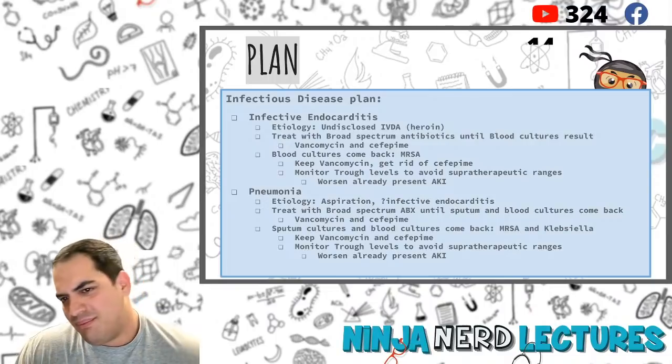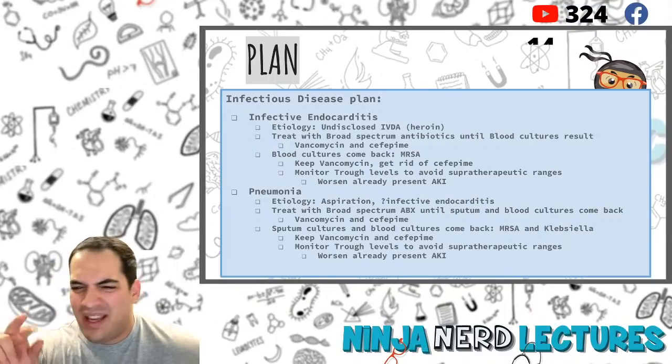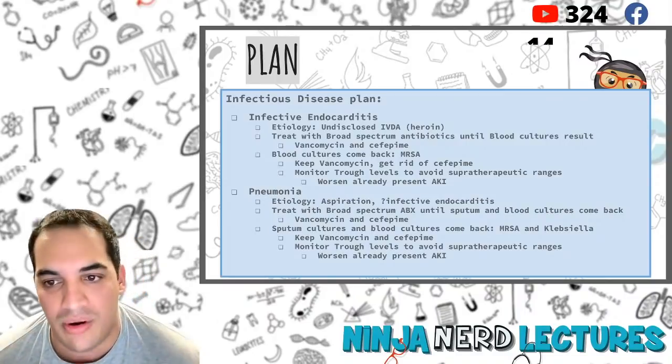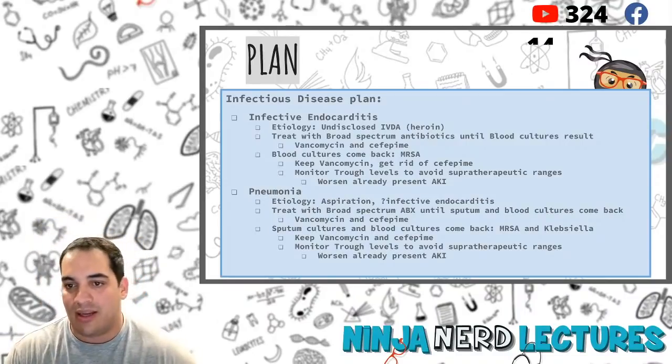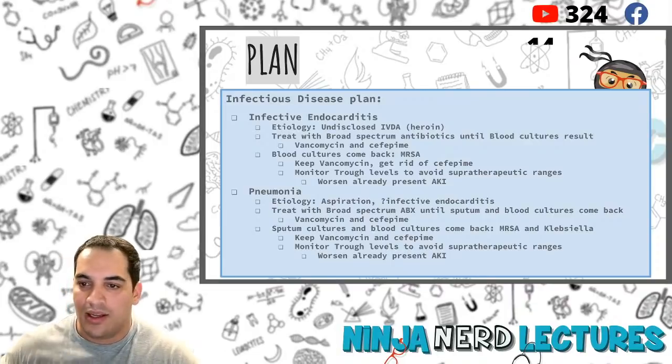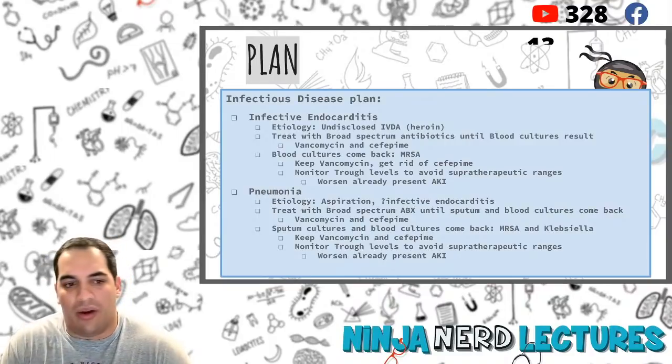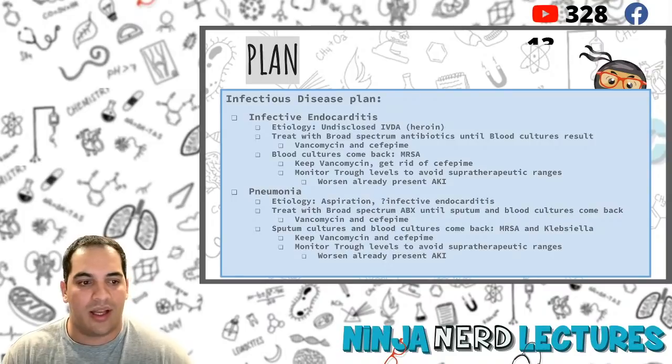Pneumonia, he's probably aspirating, but could it be from infective endocarditis or something called Osler's triad? It's more particular to Streptococcus pneumoniae, but sometimes someone who has infective endocarditis, pneumonia, and meningitis can be seen as a triad. Usually it's that strep pneumoniae, but we don't know. It could be infective endocarditis. Unlikely, more likely aspiration is his cause. But we're gonna treat with some broad spectrum antibiotics on this guy.